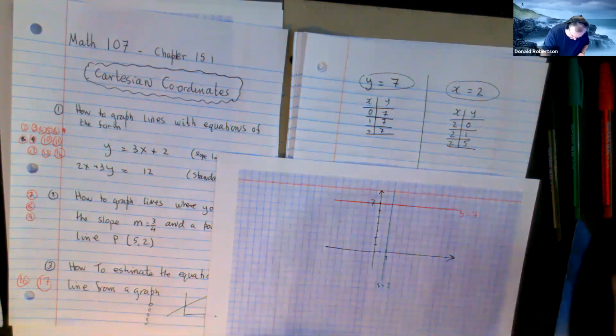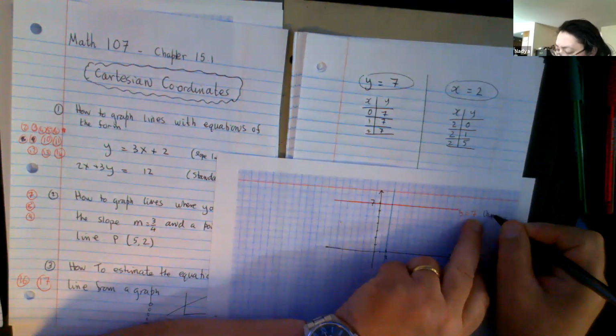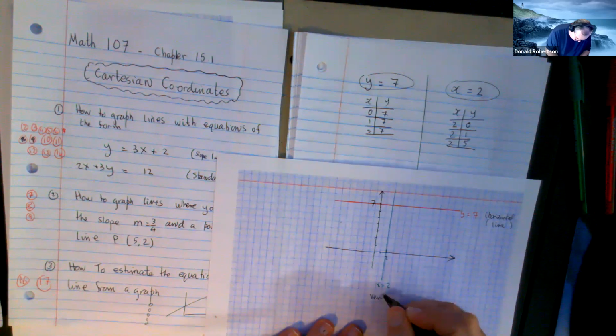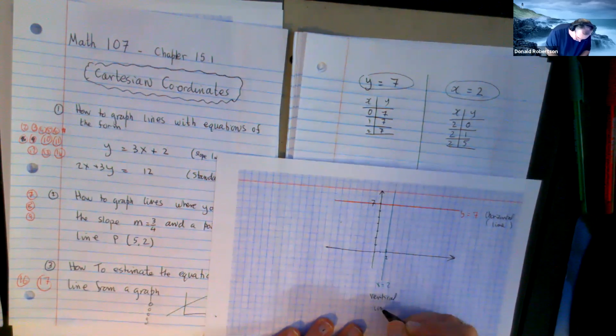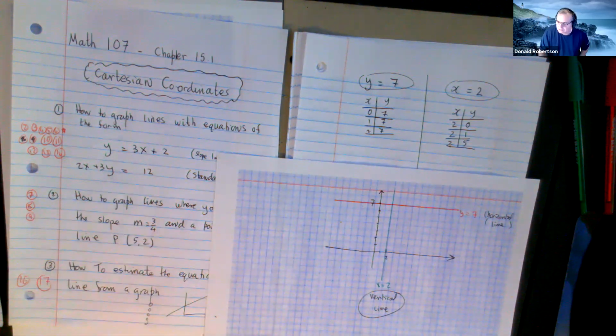Well, the name that you can use is horizontal line for the y equals, and vertical line for the ones that are x equals. So y equals 7 is an example of one of the horizontal lines you can get, and x equals 2 is an example of a vertical line. Okay, so that would be the x. Thank you. You're welcome.